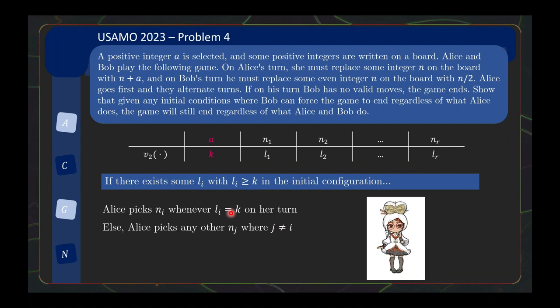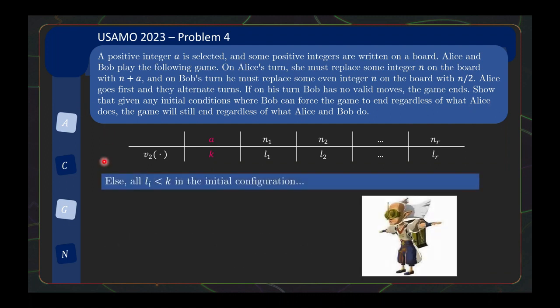Now if Li happens to stay strictly above k on her turn, then Alice wouldn't want to mess up the value of Li. She just picks any other Nj, where j is not equal to i, to operate on. So quite a simple strategy, and essentially Bob will always receive a configuration where Li is strictly bigger than k on his turn. So there's at least one valid move open to him, which is, at the worst case, he's able to pick Ni. So at least he's able to keep the game going in this initial configuration. Now this is the scenario that is not covered by the hypothesis of the problem, right? Because it's not a case where Bob can force the game to end regardless of what Alice does.